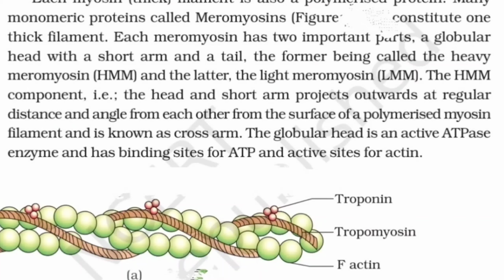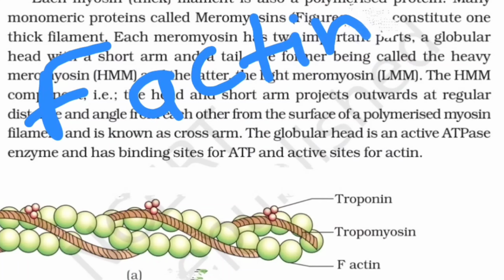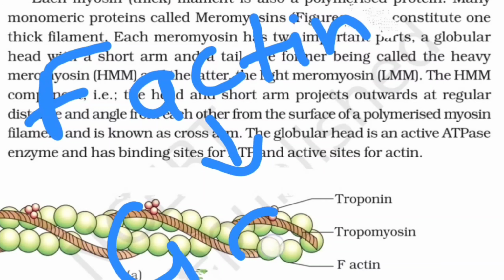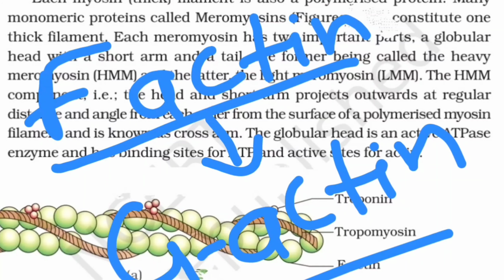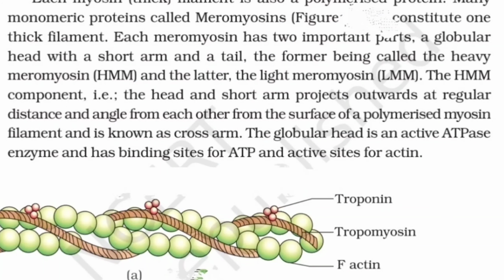Each myosin, which is also called a thick filament, is also a polymerized protein just like the actin. The actin is a polymer of a lot of monomer units, and that monomer unit is called G actin. Again, F actin is made up of many G actin. The meaning of F actin is filamentous actin, whereas the meaning of G actin is globular actin.